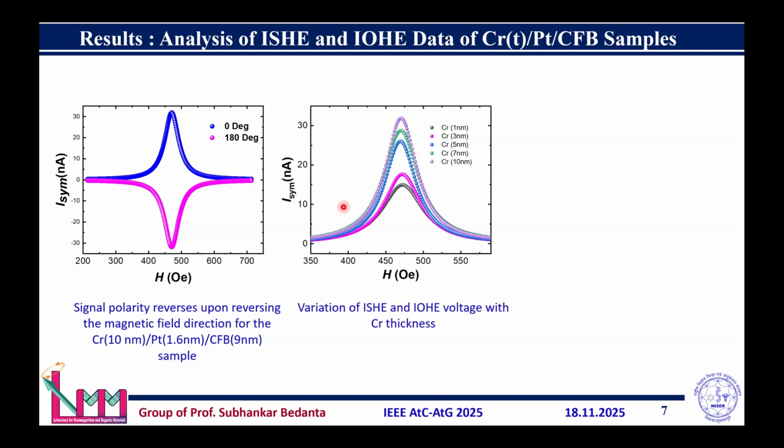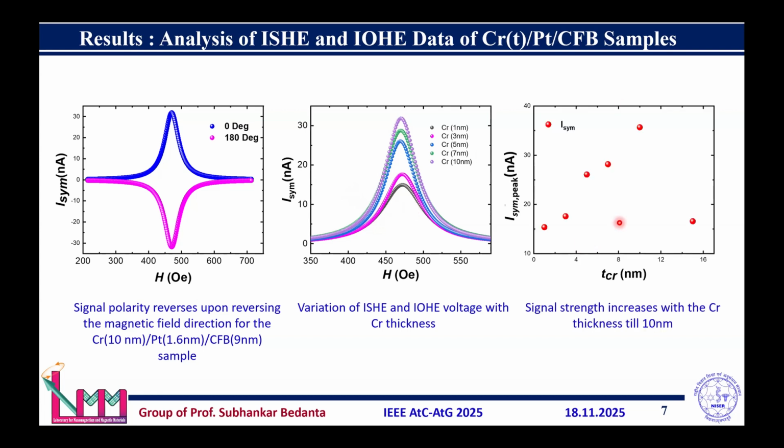This is a systematic variation: when we vary the chromium thickness, what happens to the measured signal? What we observe is that with increasing chromium thickness, we clearly see an enhancement in the measured signal from the nanovoltmeter. The polarity of the symbols is positive, which signifies that the positive orbital Hall conductivity of the chromium and the positive spin Hall conductivity of the platinum are getting added up. So this clearly enhances the total signal from the nanovoltmeter.